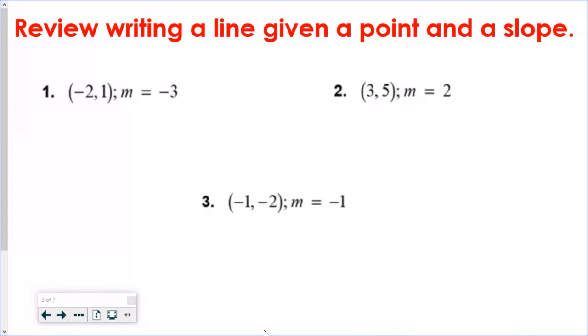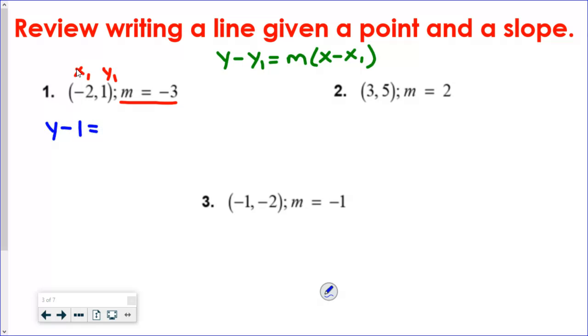Okay, so here we go. This is just a reminder of yesterday, or 2 days ago, maybe, I don't know. You have x sub 1, y sub 1, and the slope. As a reminder, here is point slope form. You might want to have that on the top of your page today. I just do y minus my y sub 1 equals my slope, x minus my x sub 1.